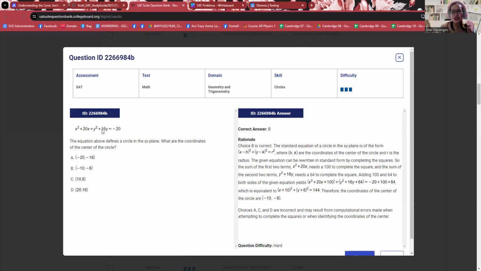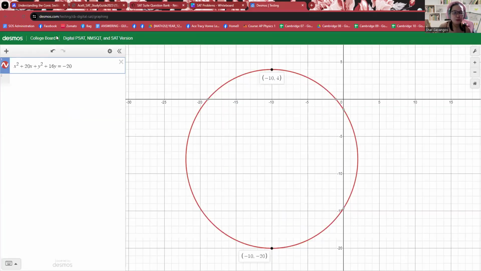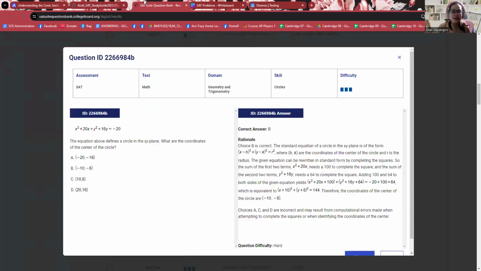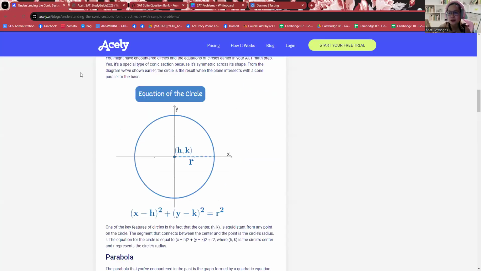And there's also another way to do this using Desmos. So for Desmos, whenever you're practicing, make sure you're using this version. I'll also include the link of this Desmos version so that you're using the one that will be available during the SAT.